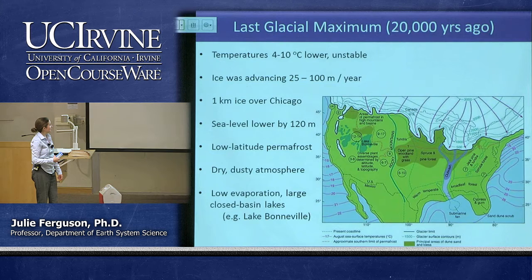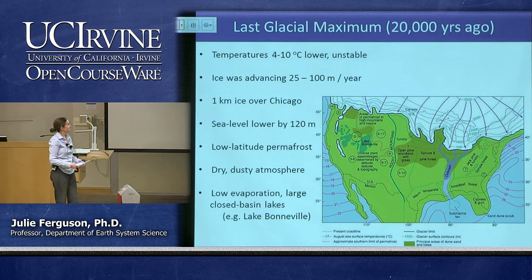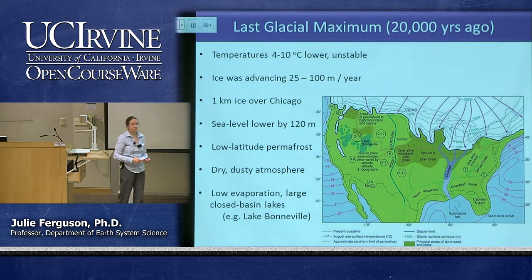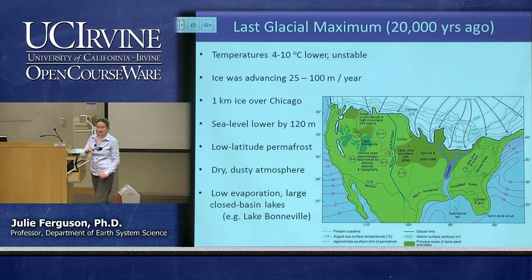Okay? We had lots of permafrost at low latitudes. We had a really dry, dusty atmosphere. Remember those dust peaks in our ice core record. And we had big lakes. The Salt Lake is now a remnant of one of those big lakes.